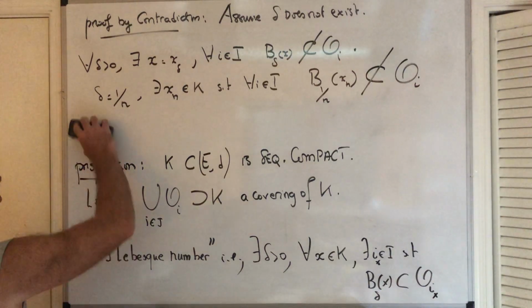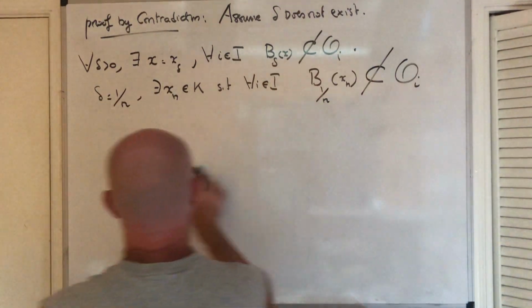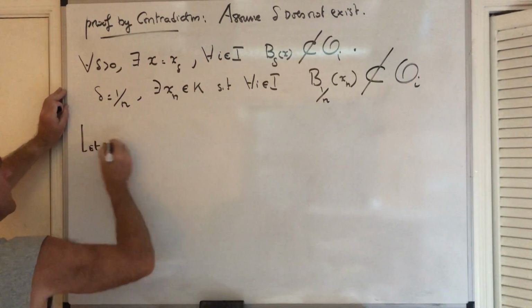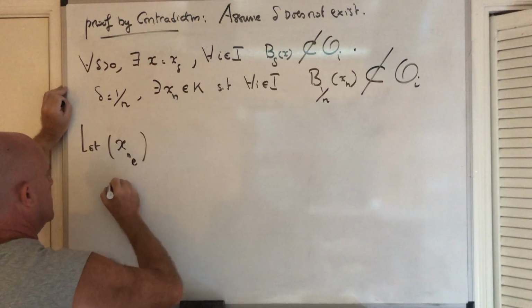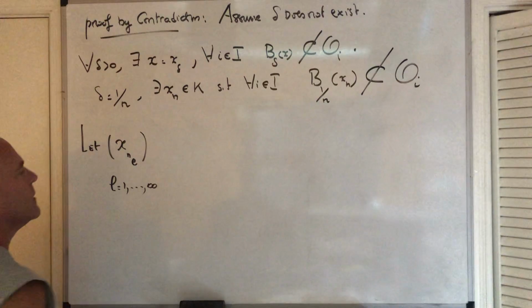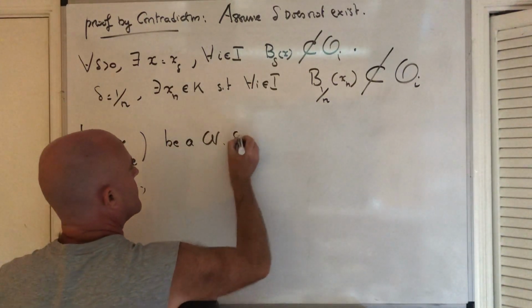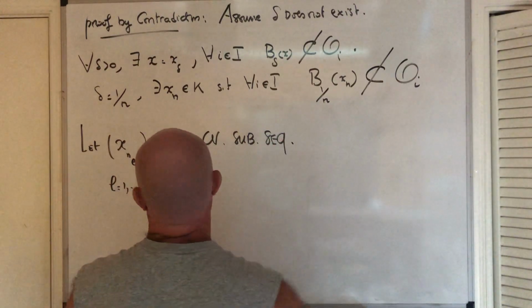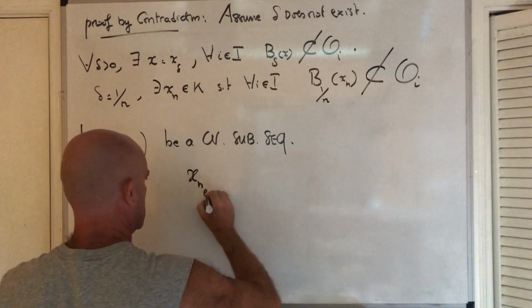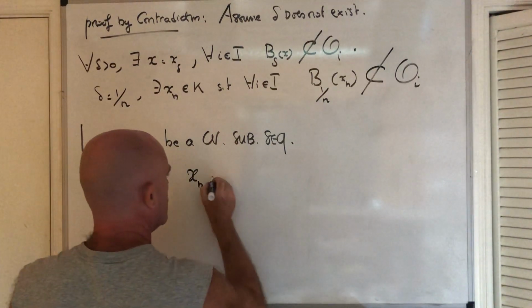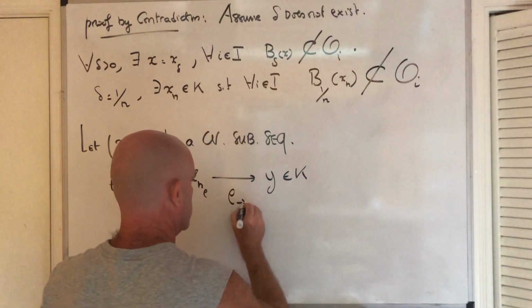So let me erase here. All right, so let x_{n_l}, not n_k but n_l, for l equal 1 up to infinity, be a convergent subsequence. That means that x_{n_l} converges to a point. How am I going to call this point? I'm going to call it y. Of course, it belongs to K, as l tends to infinity.